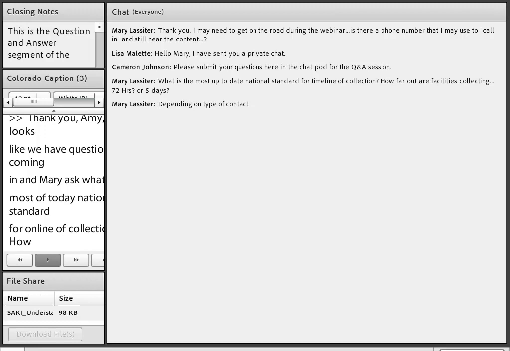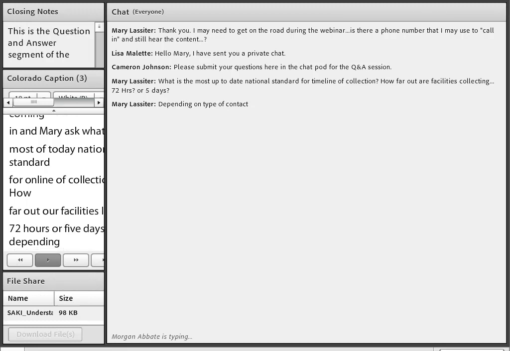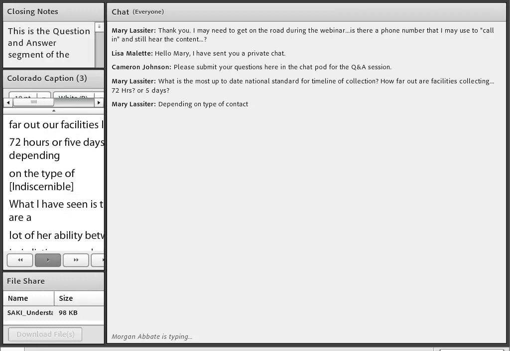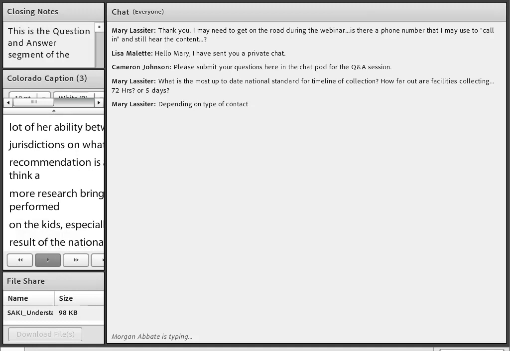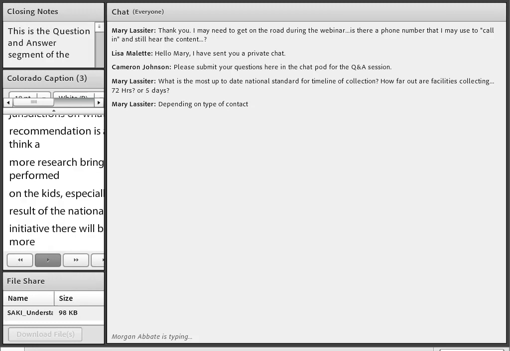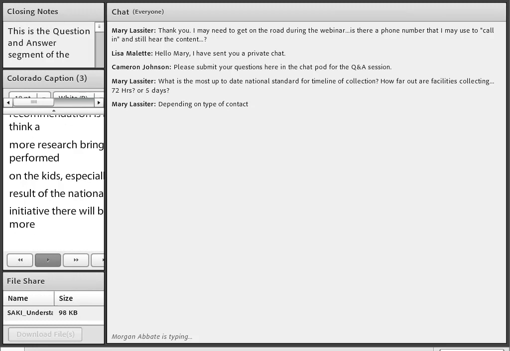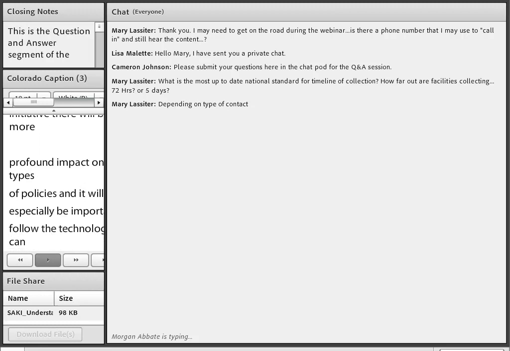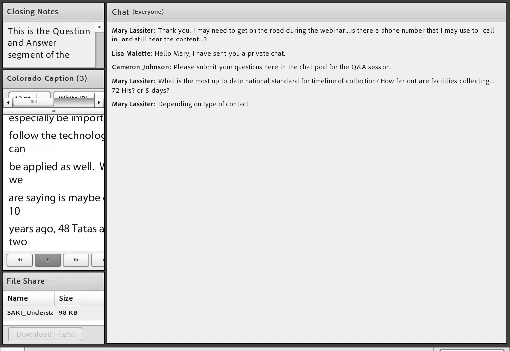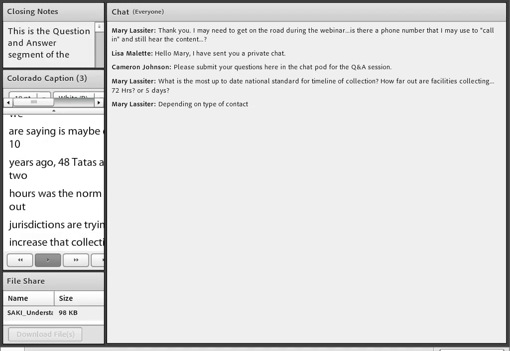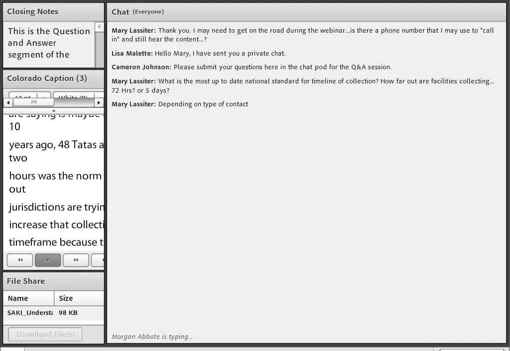What I've seen is there's still a lot of variability between jurisdictions on what the recommendation is. I think as more research is being performed on these kits, especially as a result of the National Sexual Assault Kit Initiative, there'll be more profound impact on these types of policies. And it's going to especially be important to follow the technology that can be applied as well. What we are seeing is that maybe even 10 years ago, 48 to 72 hours was the norm. And now jurisdictions are starting to increase that collection time frame because the technology is becoming more sensitive and because of the availability of YSTR collection, which in certain research studies has been able to obtain profiles 6 to 9 days out of assault.